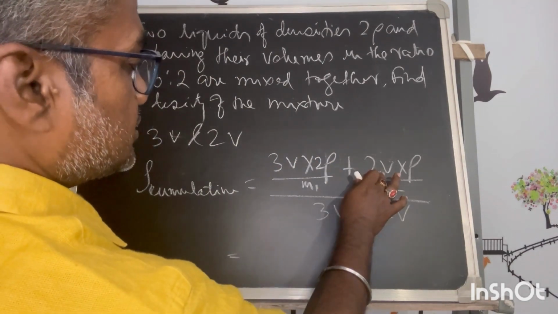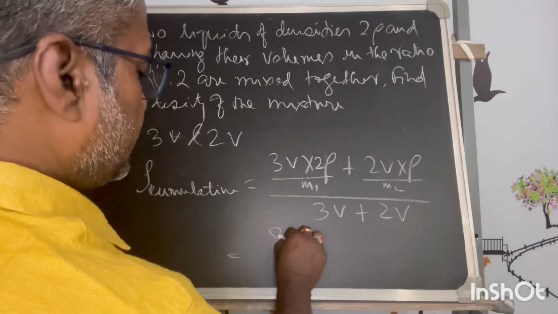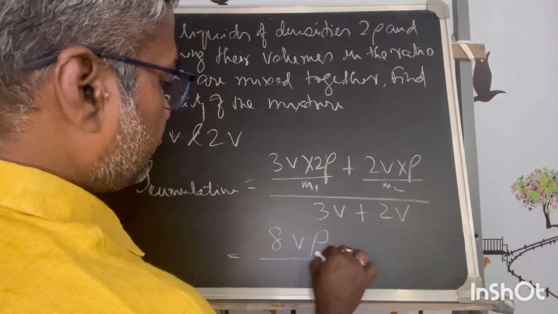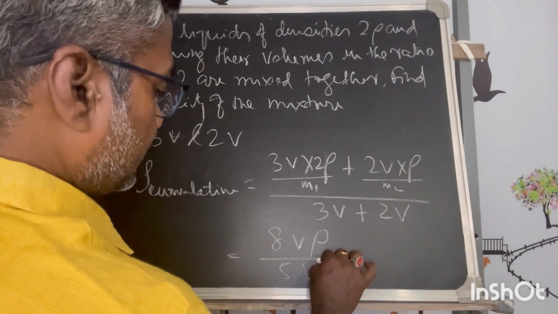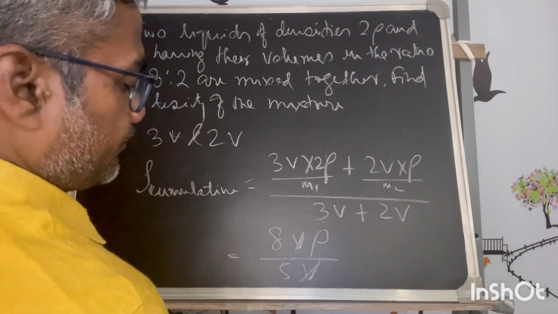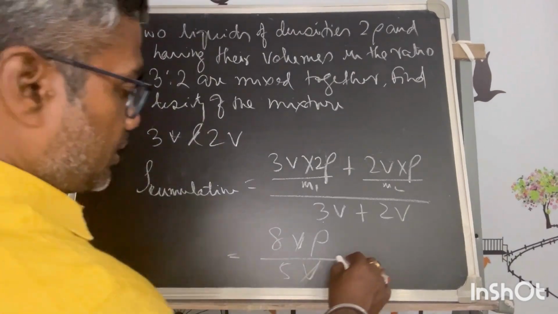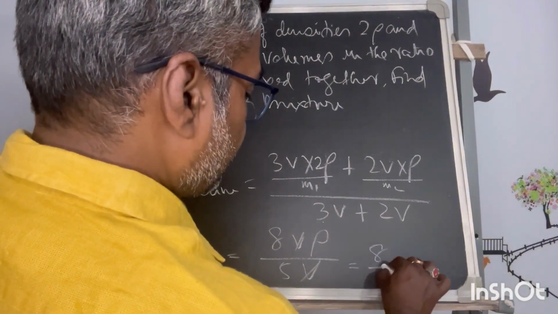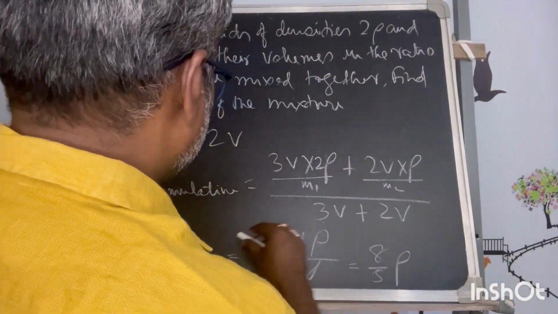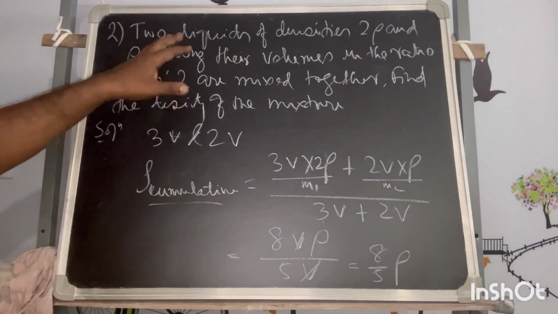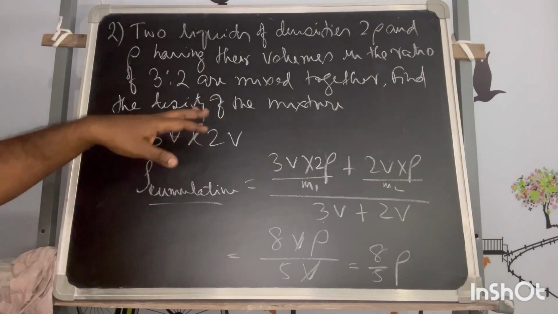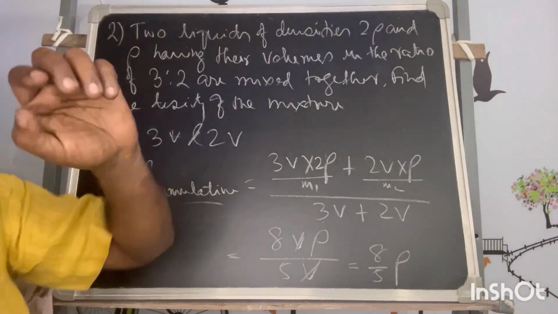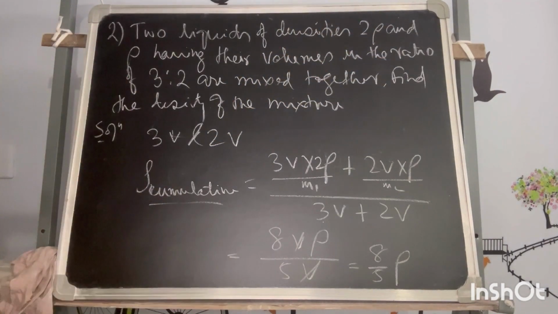So now this is 3 into 2, 6 rho, plus 2 rho, so that is 8 rho, divided by 3 plus 2, 5V. So now V is not taking part in this. So 8 by 5 rho will be the cumulative density of this mixture. Okay, so that can be represented with the known parameters of the liquids, or the fluids, you can say.